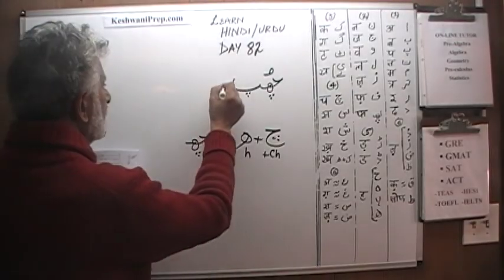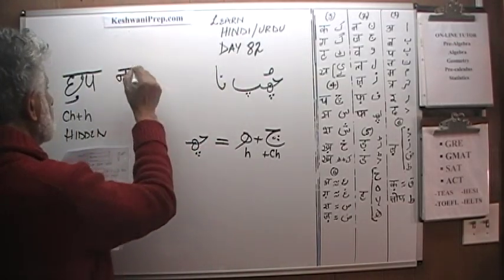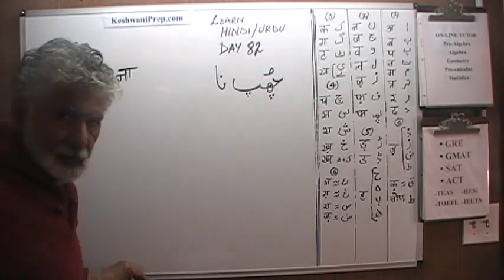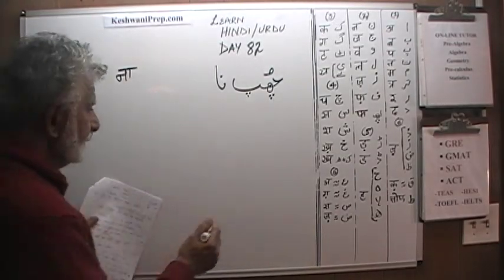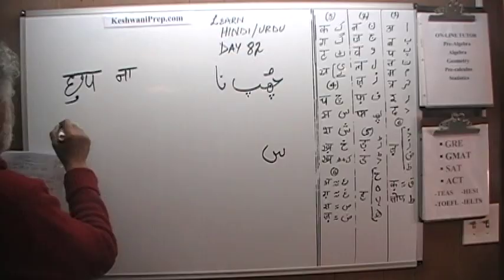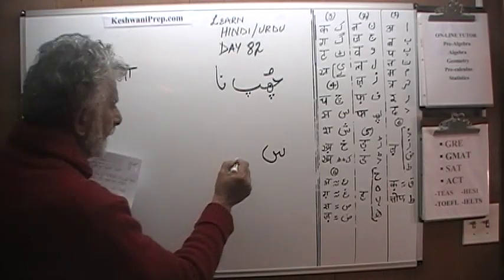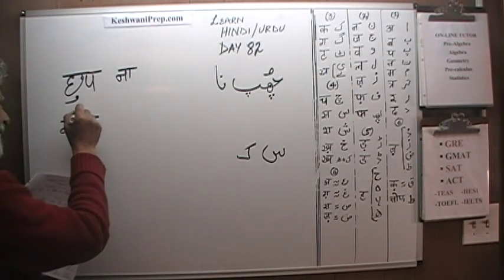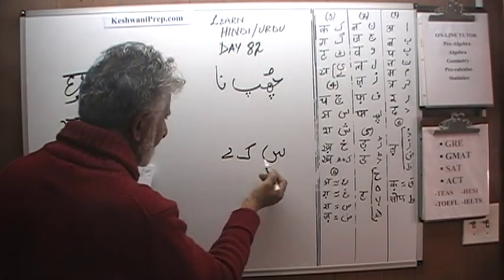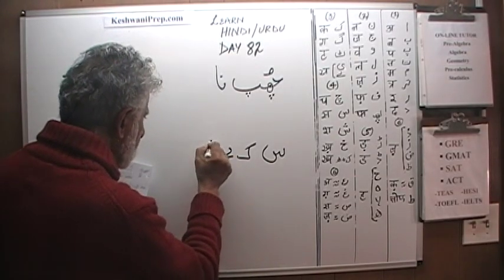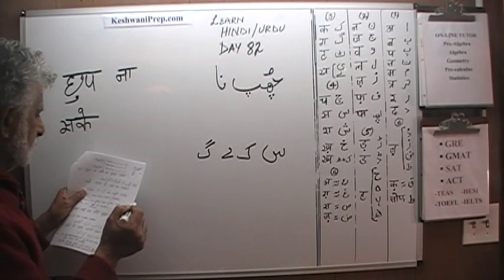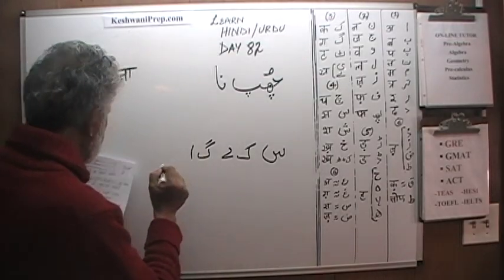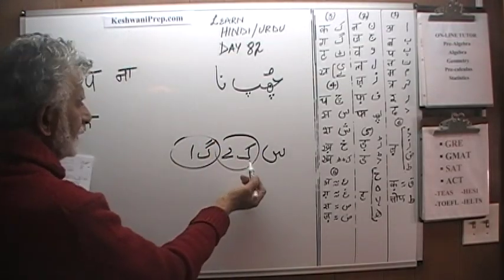Chup na sakegi. So, seen, and a kaf. We don't need a kaf, we need a ke with choti e ki matra, so we need a badi e. Sakegi. We need a ge. Or actually it is written as two words. Sake ga. These are two words. This is one word, sake.